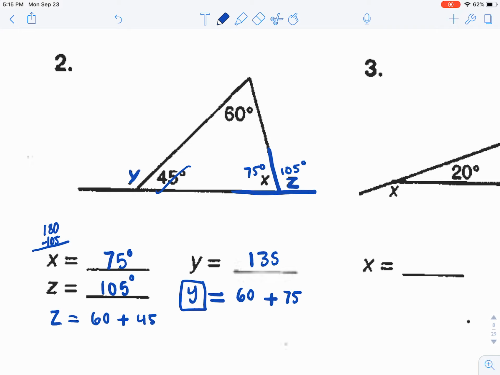Now, there's another way to find angle Y. I want to talk about it right now. Here, angle Y and 45 form a linear pair. So they would add up to be 180 degrees. So if I do 180 minus 45, it should give me the measure of angle Y. And if you check that, it does.